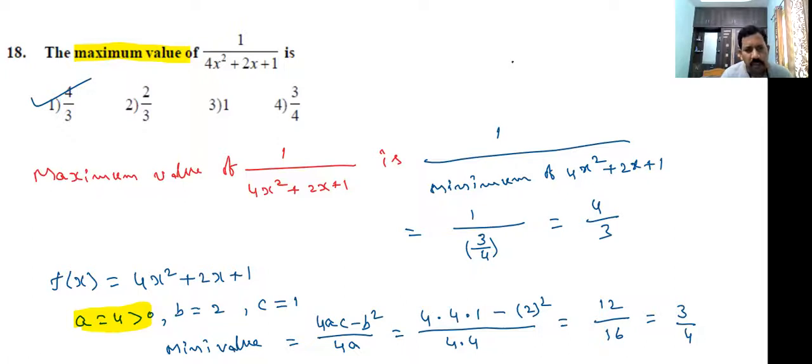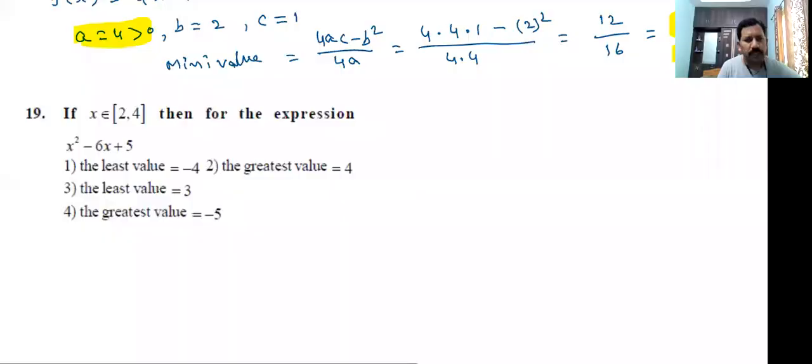Maximum value of 1 by 4x square plus 2x plus 1 is 1 by the minimum value of 4x square plus 2x plus 1. So the minimum value of the given expression we got as 3 by 4 and just substituted here, 1 by 3 by 4. That answer should be 4 by 3.